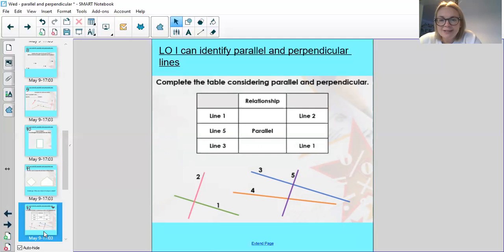Line 5 is parallel to which other lines? Line 5 is the purple line. So you can tell me, talk to me, put your hand up. You don't need to put your hand up. You can just say, this is a good thing, isn't it? You can all tell me the answers without putting your hands up. Line 5 is parallel to line 2, the pink line. And finally, line 3 and line 1, are they parallel or perpendicular? The blue and the green lines, they are parallel.